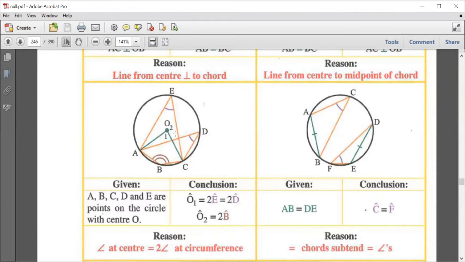So the other angle at the center of the circle, O2, is given there. This angle will be twice angle B. See the position for B in this case. So if we have O2 here, therefore O2 will be equal to 2B, which is the angle at the circumference. You give the same reason, but the approach is different.